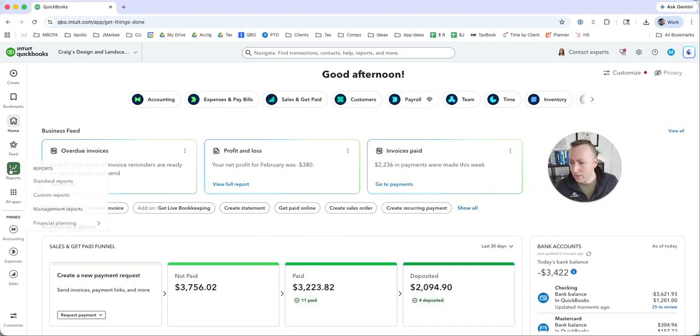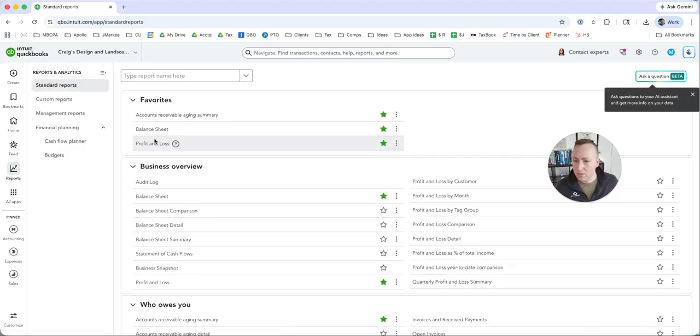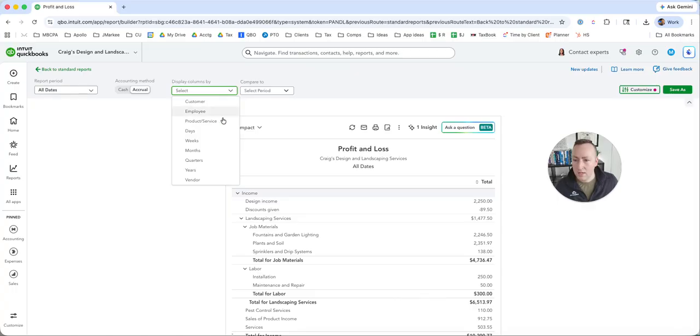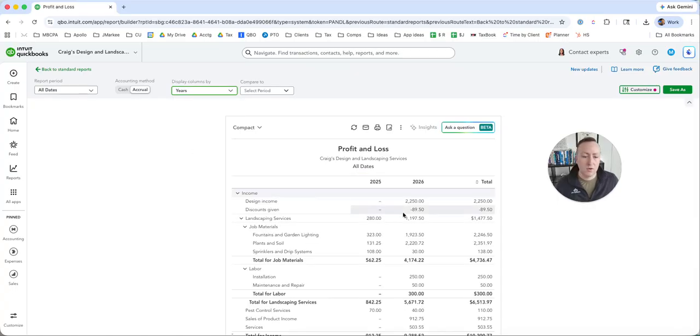So let me navigate over here to the reports, profit and loss. This is the most important report for understanding how your business is performing, especially over a period of time. You can see up here on the left, we have dates, and we can select the beginning date and ending date. Sometimes we want to look at specific months, sometimes a full quarter, sometimes years, sometimes multiple years. So if I just go to all dates and then we display columns by year, we can see comparable periods.